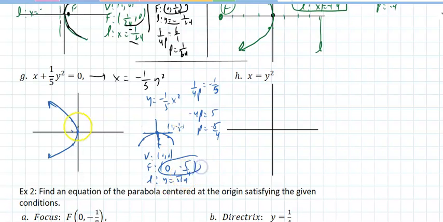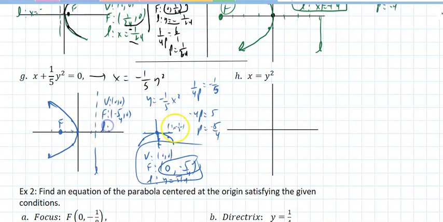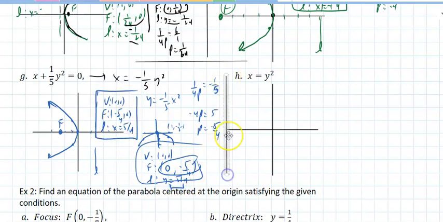Switch x with y. There's the focus. Directrix x equal 1 and 1/4. And the labeling, which is the most important part, is all right there. The vertex, switch x with y. The focus, switch x with y. And the line, switch x with y. And there it is.